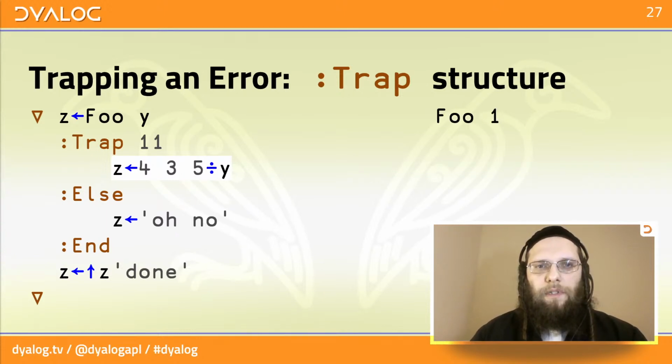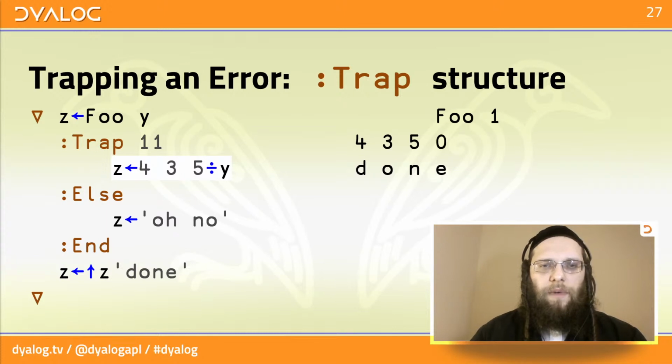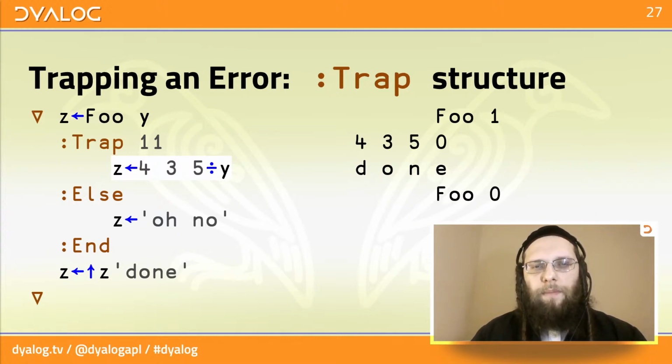And now when we run it with a 1, then everything just works, which means the else branch was not visited at all. But if you try it with a 0, that's when we hit a domain error. And the domain error, we know from before, is error 11. But we have set up a trap for error 11. And therefore, we go down to the else branch, and then execution continues.